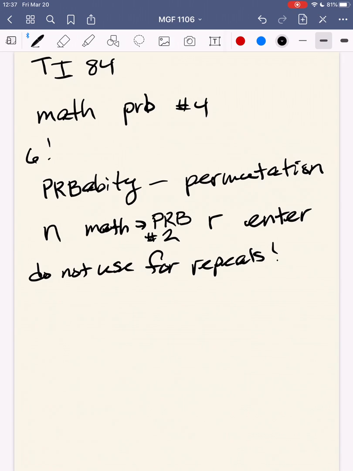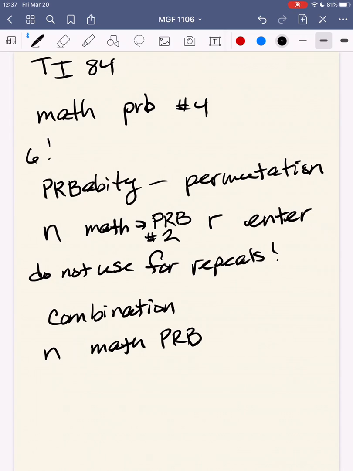Now if you want combinations, it's very, very similar. You type in your n, go to math, probability, PRB, this is number 3, type your R and hit enter, and it'll give you your combination.